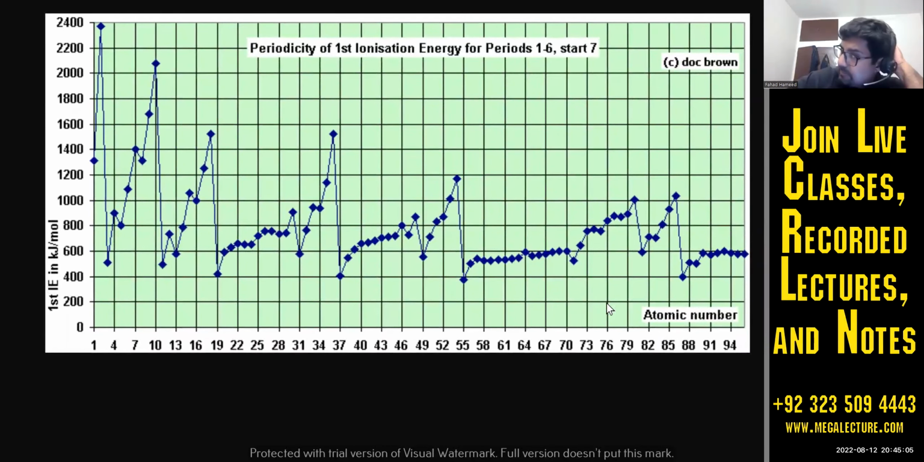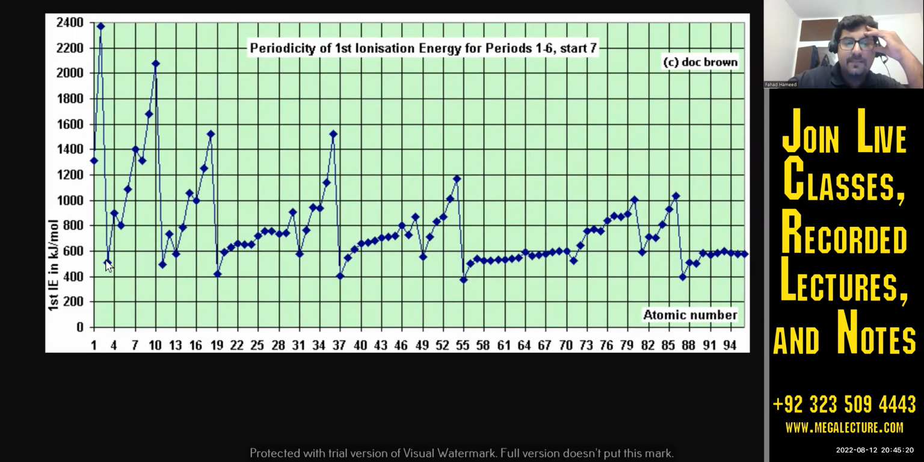These are the trends across the period. These are consecutive proton numbers. ठीक है, 1, 2, 3, 4, 5, 6. It's the entire periodic table. The first period has just hydrogen and helium. So hydrogen has a lower ionization energy, helium has a higher ionization energy.